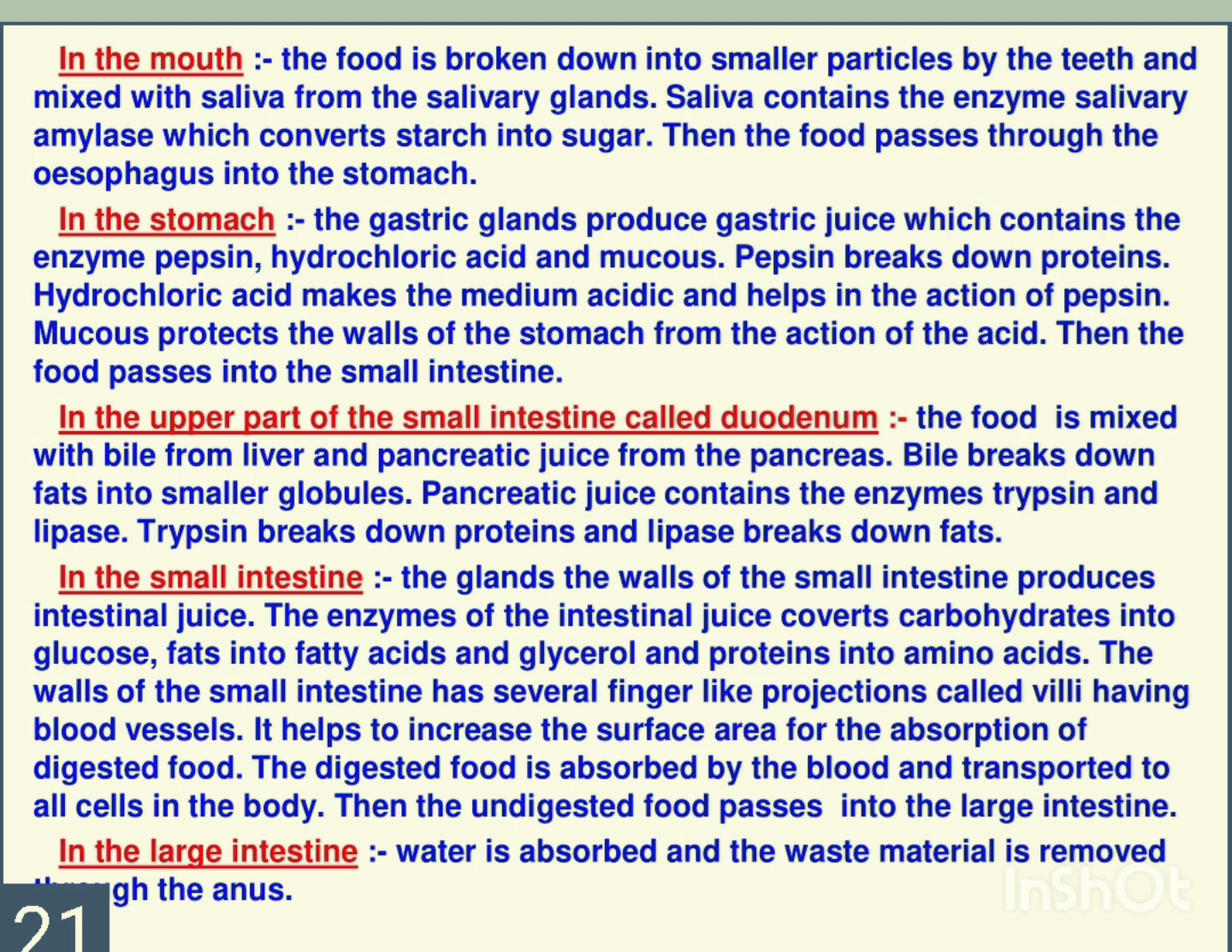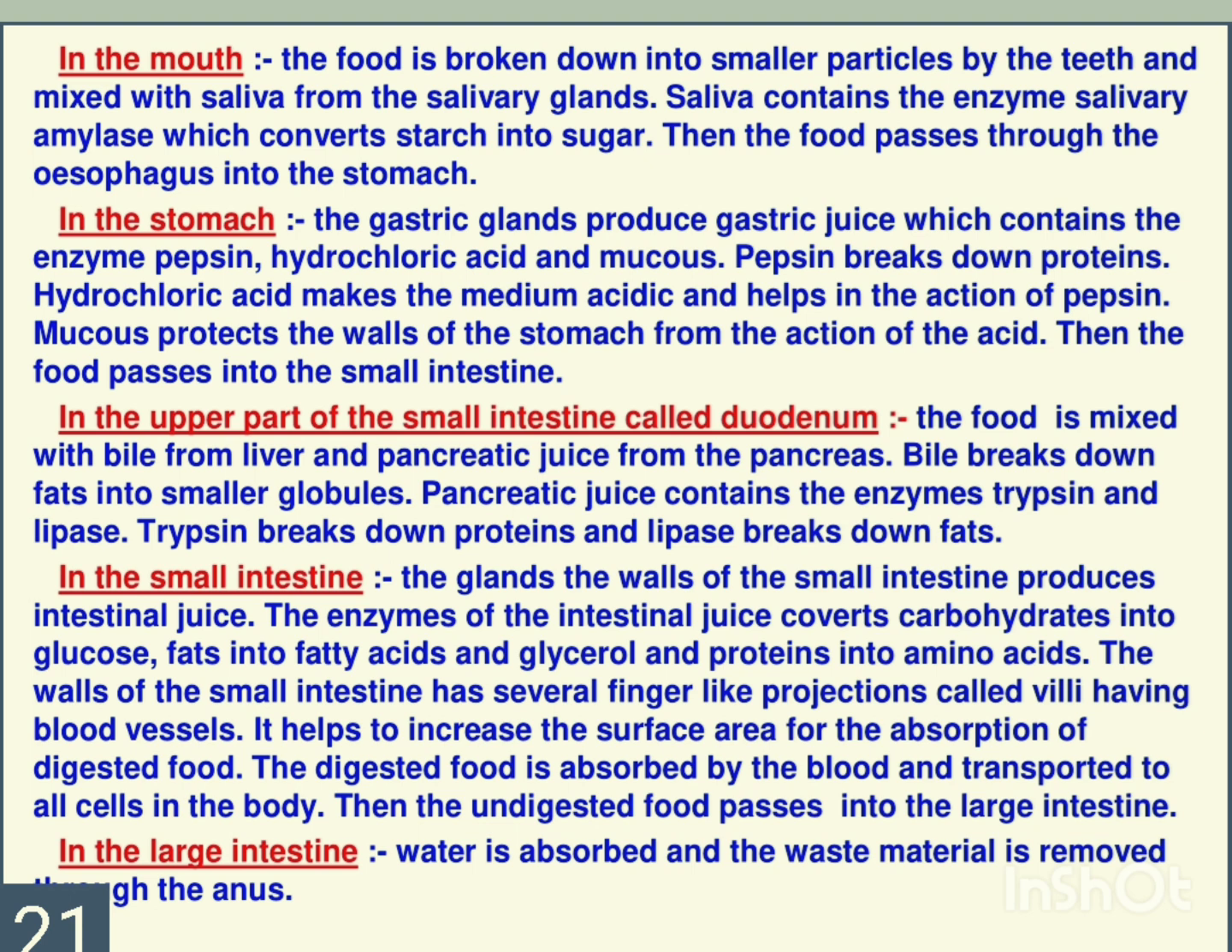Mucus protects the wall of the stomach from the action of the acid. That is, the acid produced by HCl is controlled by whom? The mucus. Mucus will surround the layers of the stomach so that the acid does not attack any part of the stomach. Then the food passes into the small intestine.